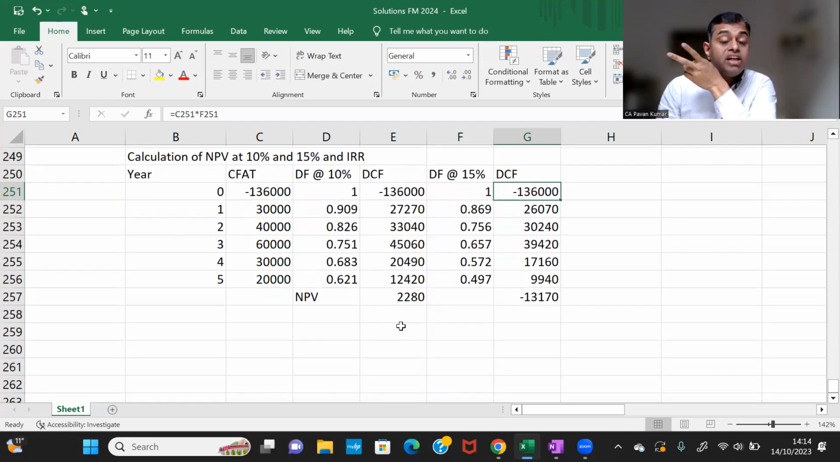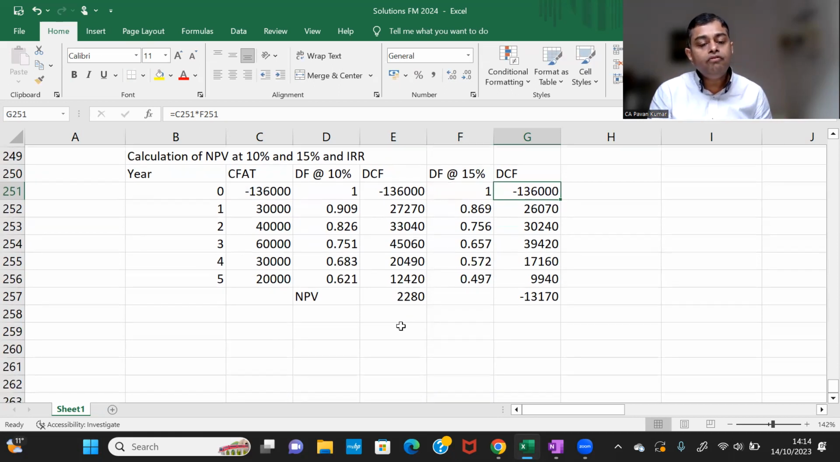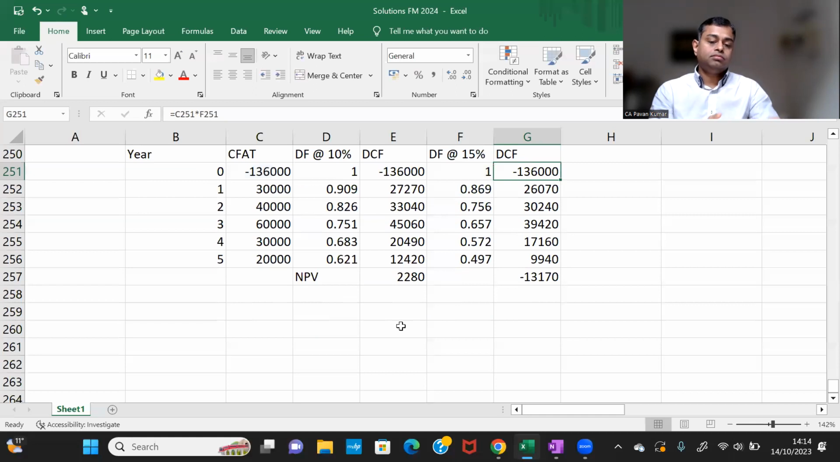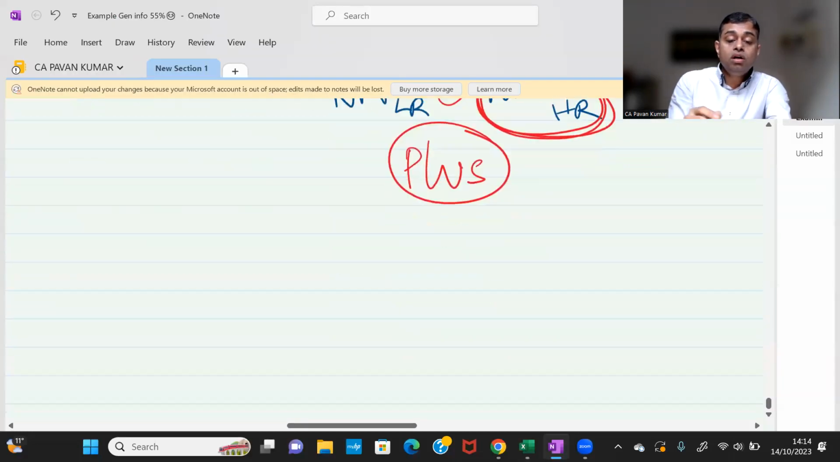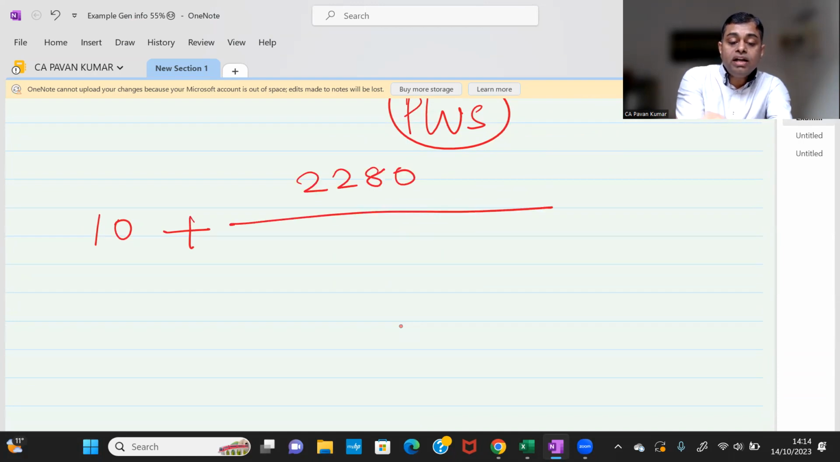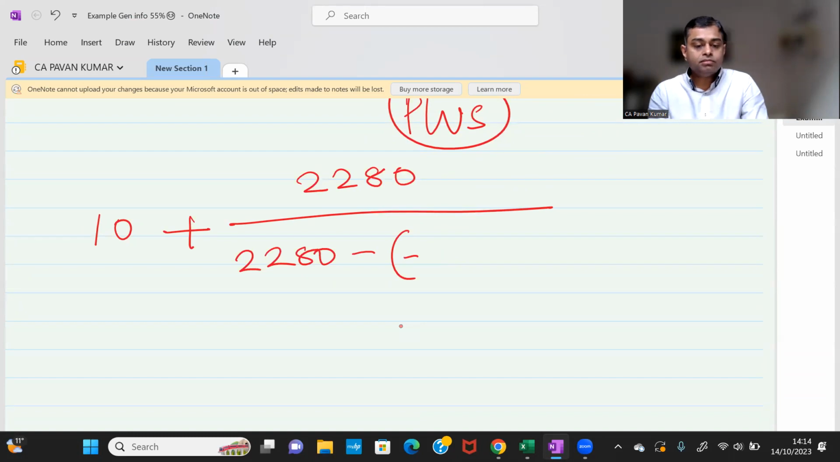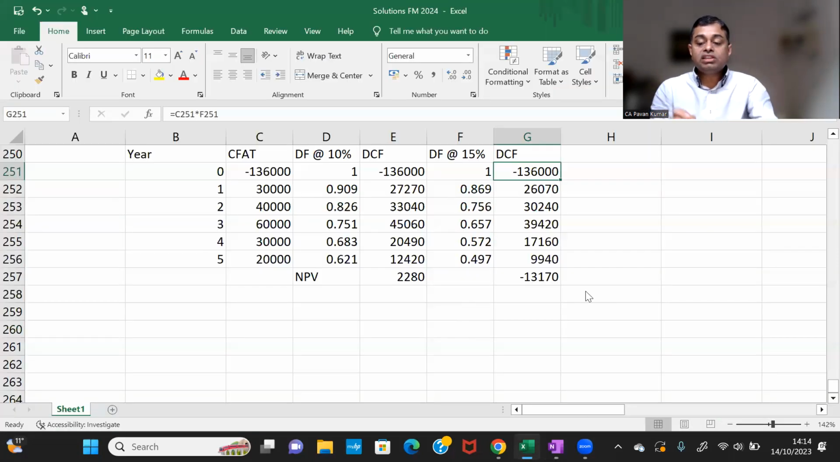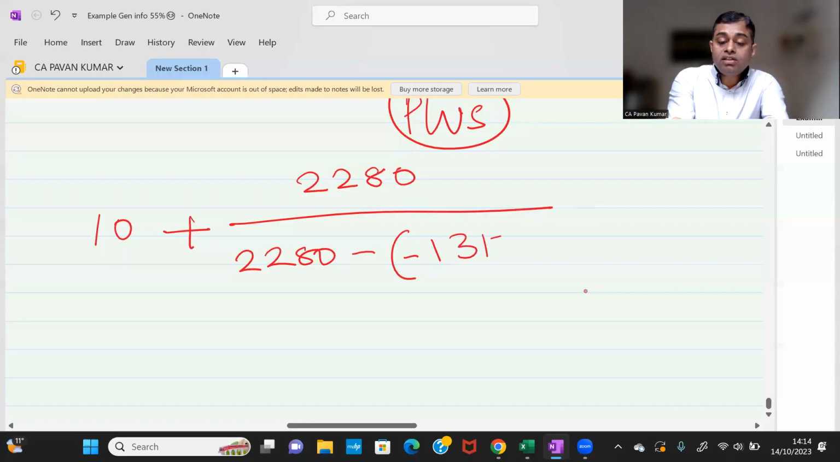So now we have two NPVs. One is positive, one is negative. What we are supposed to do? We need to calculate IRR. Tell me what is lower rate? 10 plus what is NPV at lower rate? 2280 divided by 2280 minus of minus 13170, 13170 into 15 minus 10.